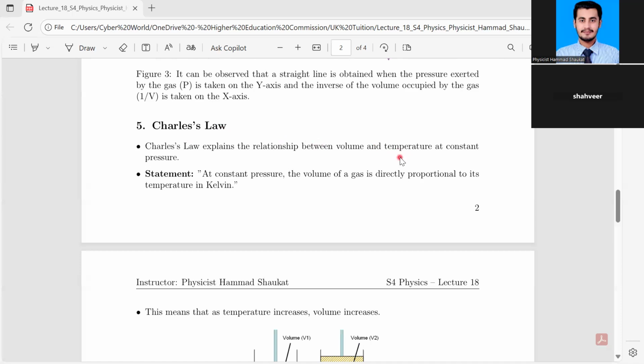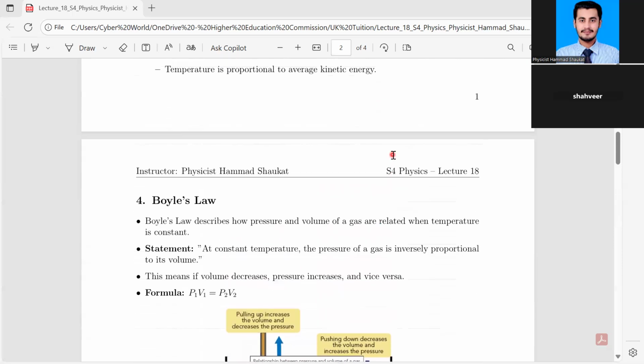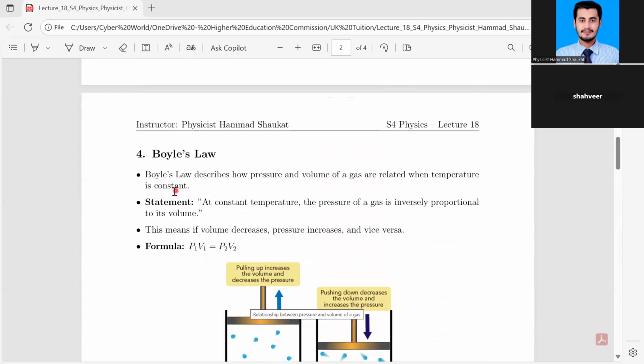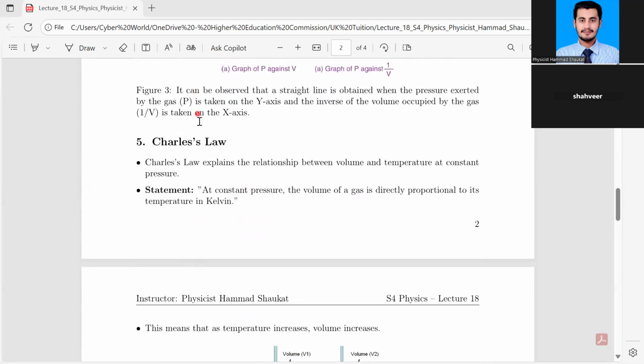In Boyle's law, you know what we have to keep constant: temperature. You can see temperature would remain constant in Boyle's law. But in the case of Charles' law, you have to take pressure constant. Now pressure would remain constant. And Charles' law tells us the relationship between volume and temperature.